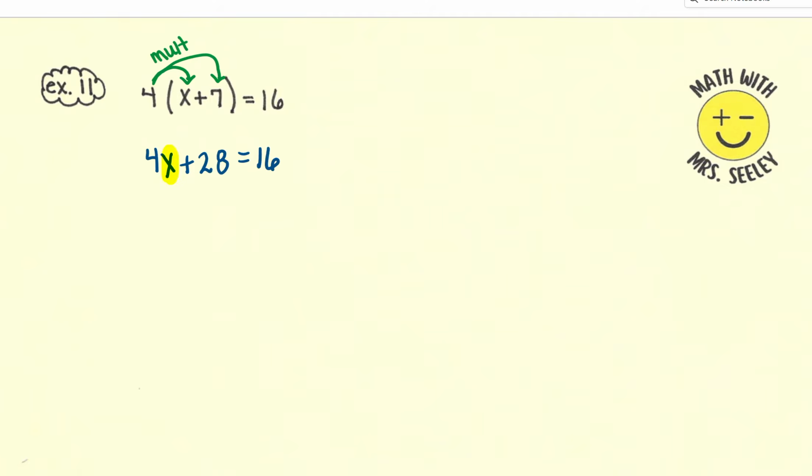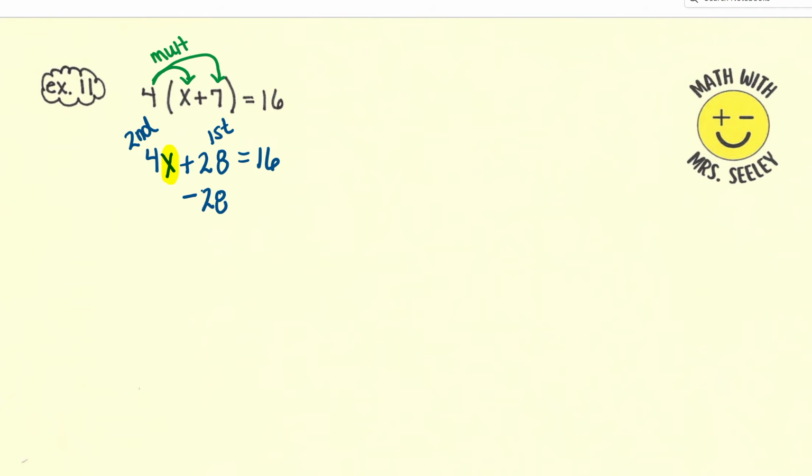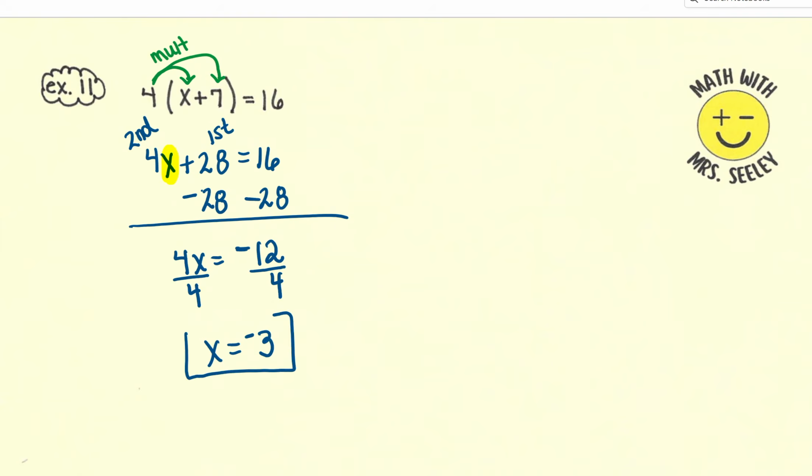Trying to solve for the variable. We know this is going to happen first. And if you're attached to the variable, that's going to happen second. So then I'm going to see that that's a positive 28. So I'm going to subtract 28. And that's going to bring down a 4x. And 16 minus 28 is negative 12. Attached by multiply, so divide by 4. And x equals negative divided by positive is a negative 3.